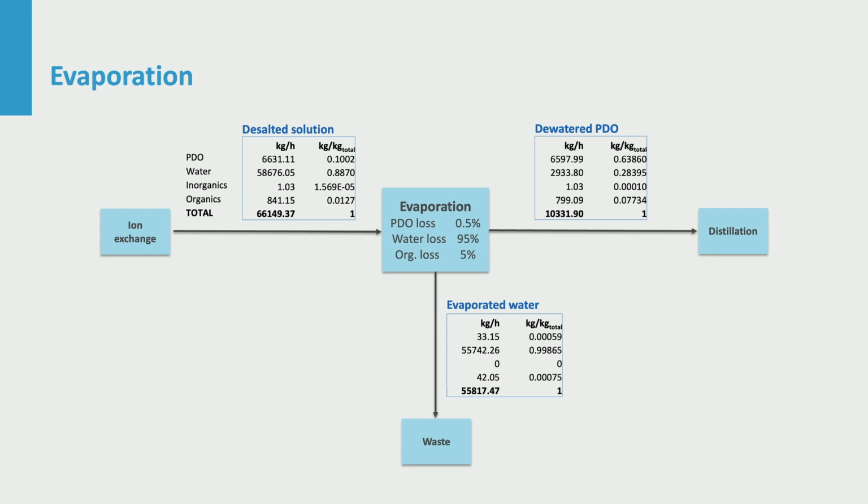Evaporation is assumed to be done as suggested in the previous lecture, using 3 effects and mechanical vapor recompression. For now, we assume that 95% of the water is evaporated with only 0.5% PDO loss. We might need 1/3 kilogram of steam per kilogram of water evaporated. Per kilogram of PDO, that will lead to substantial steam costs.